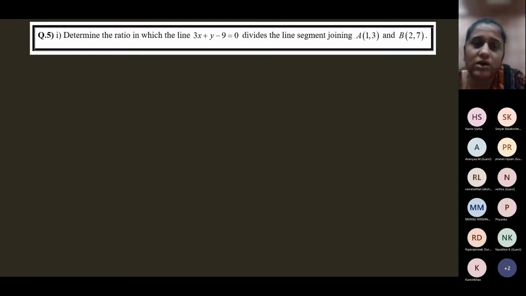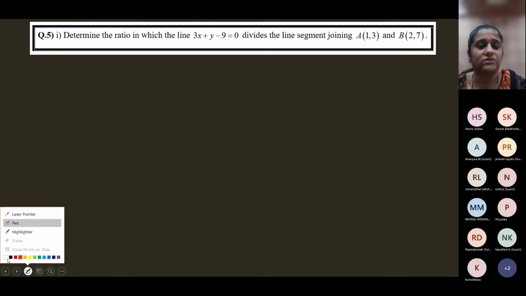Determine the ratio. Again, ratio. Determine the ratio in which the line 3x plus y minus 9 is equal to 0 divides the line segment joining A and B. See, here also we have to find the ratio. But we don't even know the point of division, so we don't know its x coordinate and y coordinate. But there is some other information: A is (1, 3), B is (2, 7).